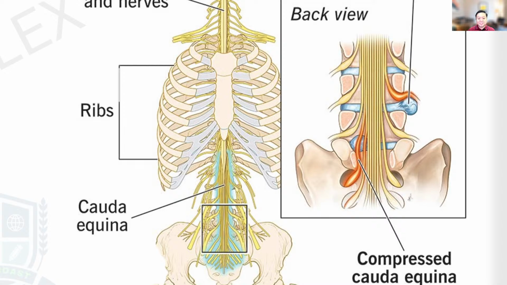Now here, guys, take note that they will also manifest that saddle anesthesia, wherein they will have a loss of sensation in the perineal area. Okay, so please take note about the saddle anesthesia. There will be a loss of sensation in the perineal area. The patient will also manifest incontinence, both bowel and bladder, and including the sexual dysfunction.